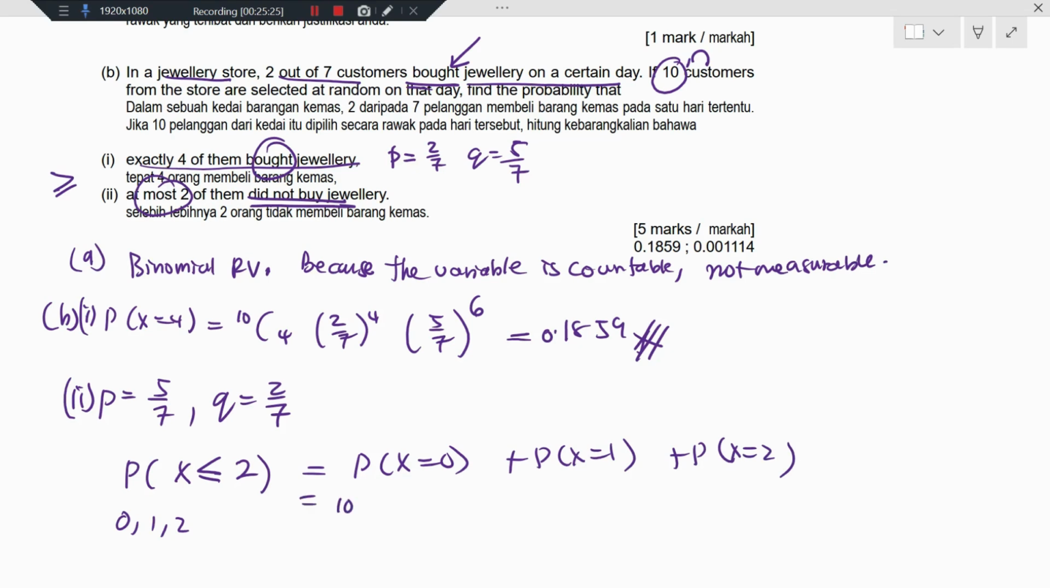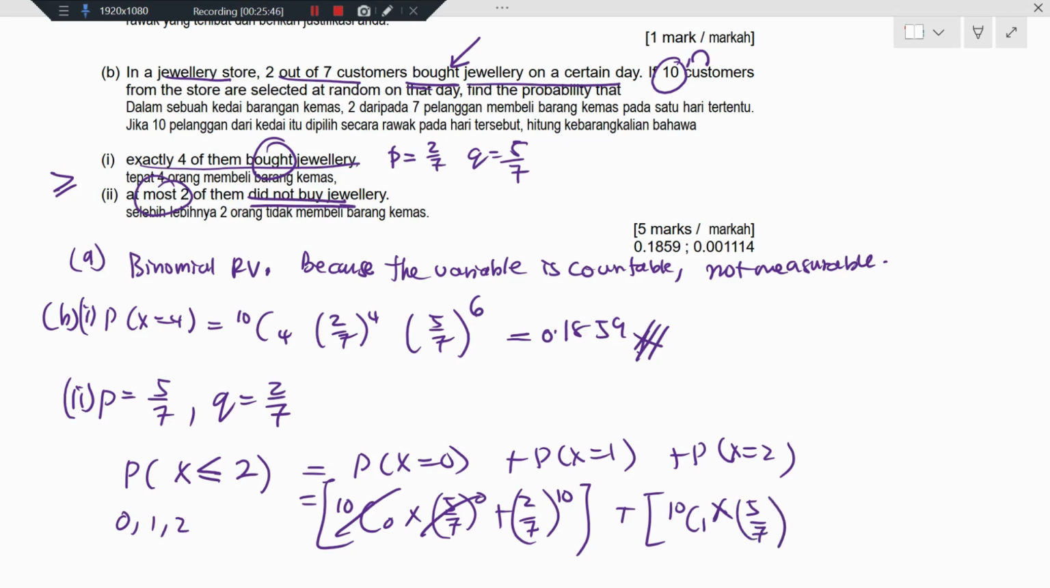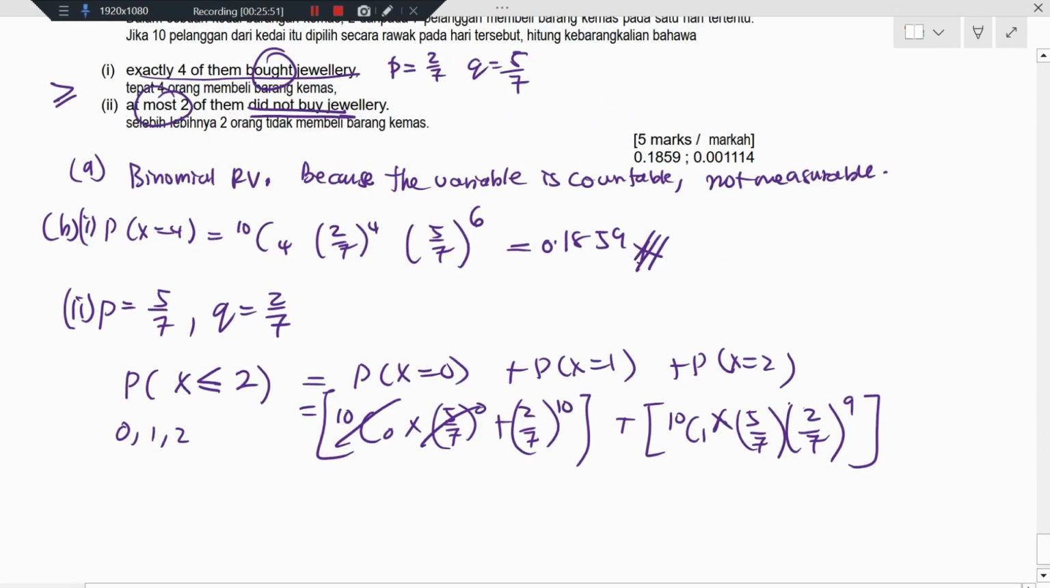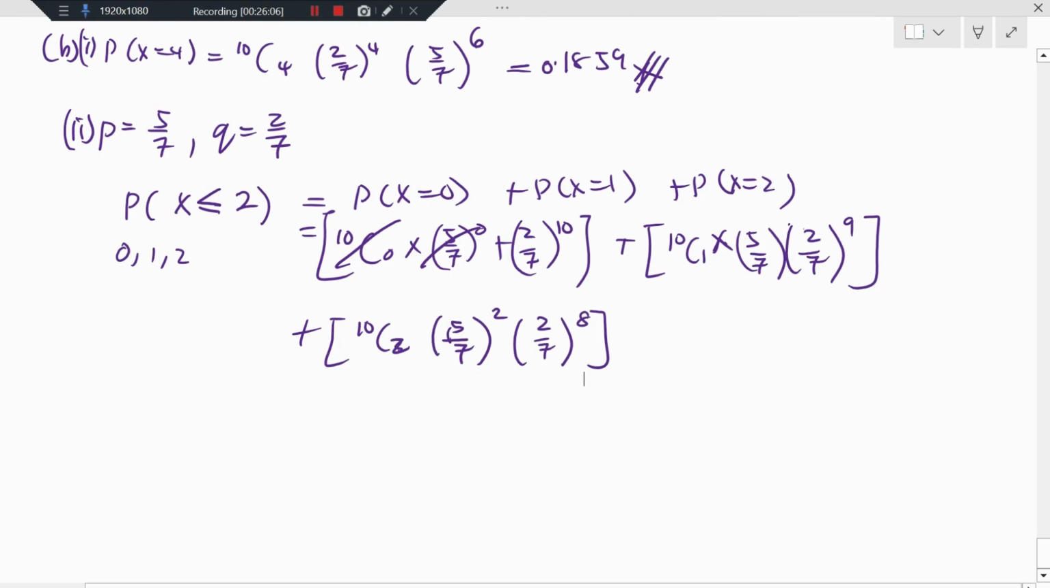So from 10, you choose 0, and 5 over 7 power 0 times 2 over 7 power 10. And remember, these two cut already, so this one, 10C1 times 5 over 7 power 1 and 2 over 7 power 9. And then plus 10C2, 5 over 7 power 2 and 2 over 7 power 8. Okay, now key in your calculator.